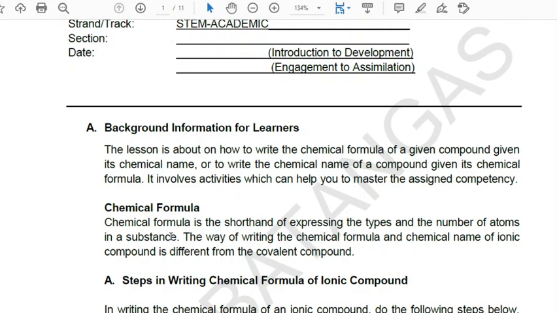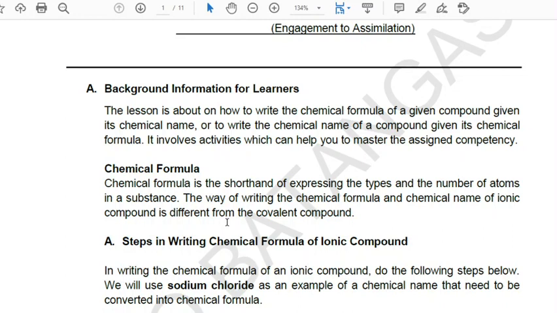And it's important for us to know that writing the chemical formula and even naming a chemical formula depends on what kind of compound we are dealing with. Ito ba ay ionic compound o ito ba ay isang covalent compound? Okay? So, simulan natin on how to write the chemical formula for ionic compound.